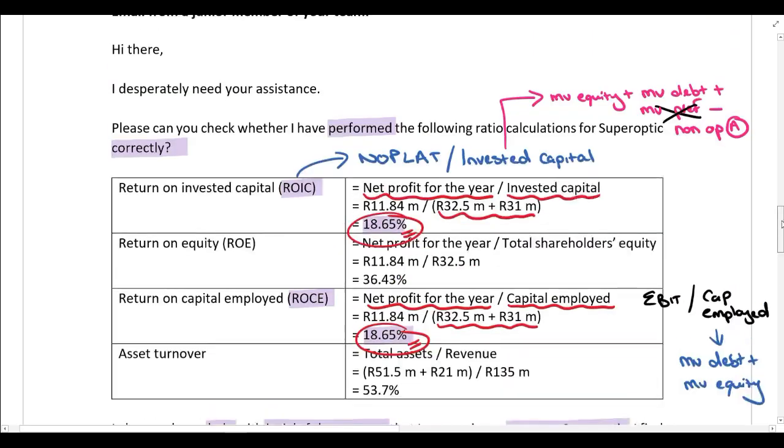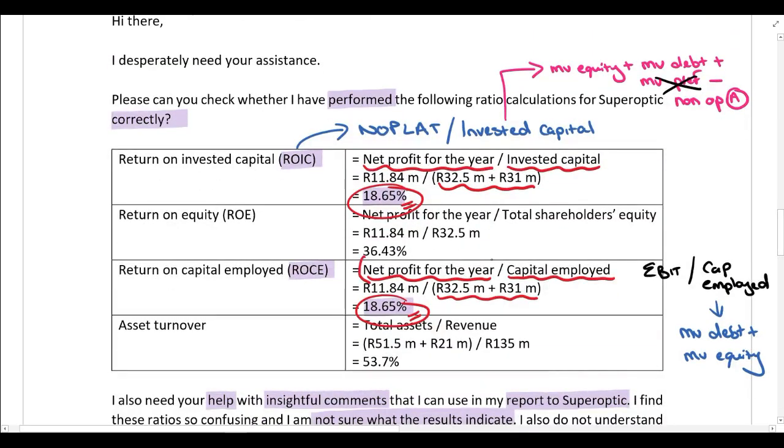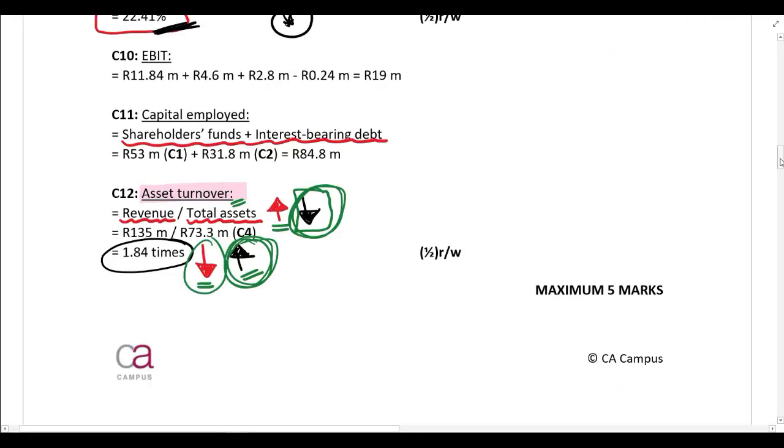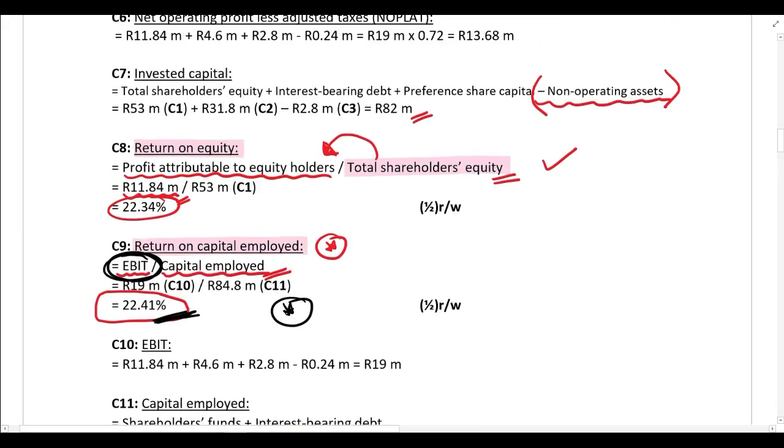Firstly, guys, he incorrectly used net profit for the year in the calculation for return on capital employed, whereas it should be EBIT. It should be earnings before interest and tax. So that's based on earnings before interest and tax. On the other hand, return on invested capital is based on net operating profit less adjusted taxes. So this is after tax, this is before tax. That's the difference between the two. Go back to your calculations over here. You can actually see it clearly in the calculations.